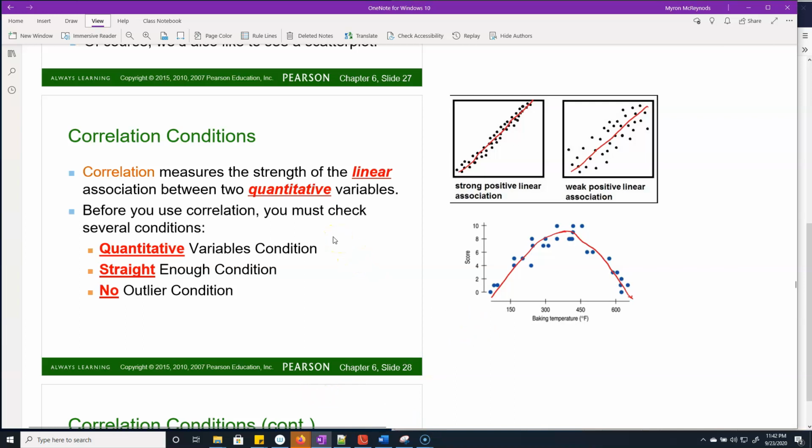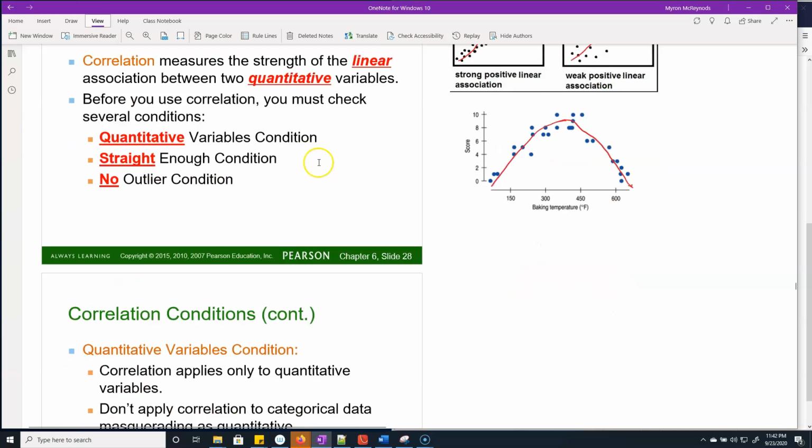So it needs to be straight enough, and you need to not have any outliers. You can't have a nice clean plot like this and then have one way out here. It's going to throw off your data to the point where it's really almost useless. An outlier can mess it up really badly.